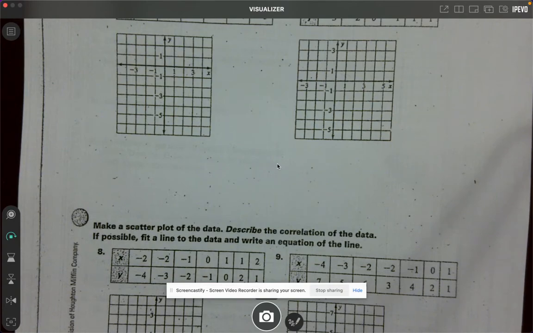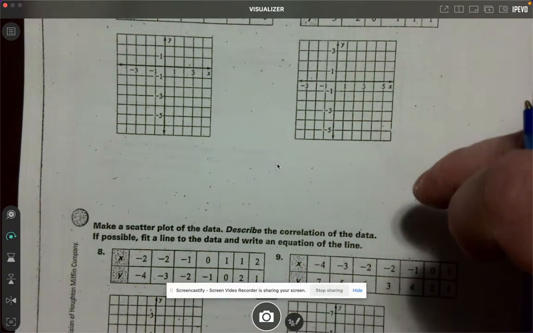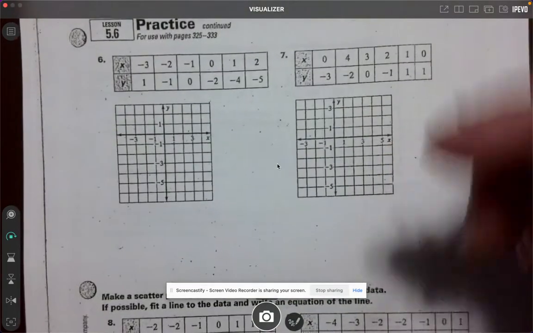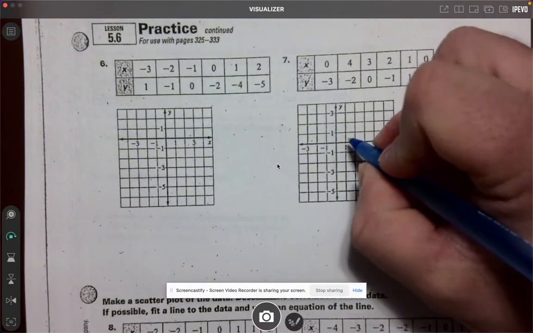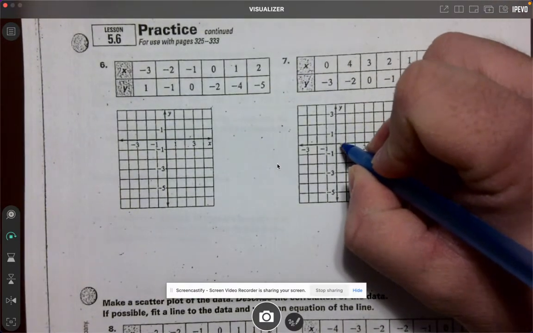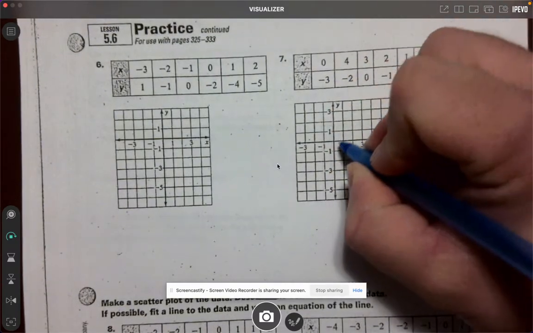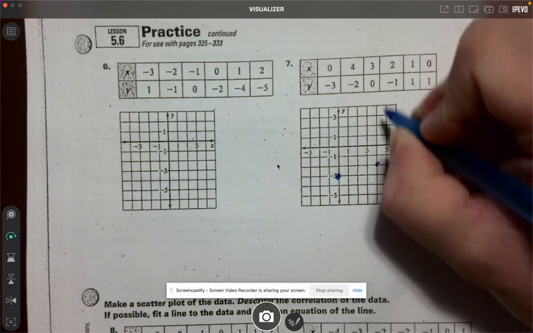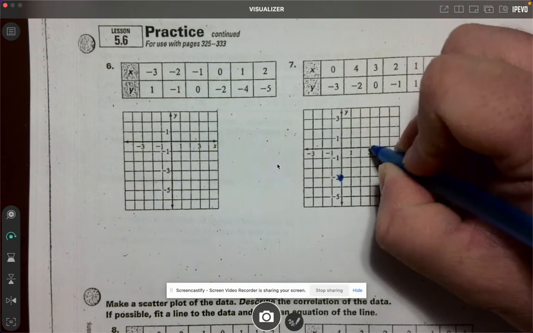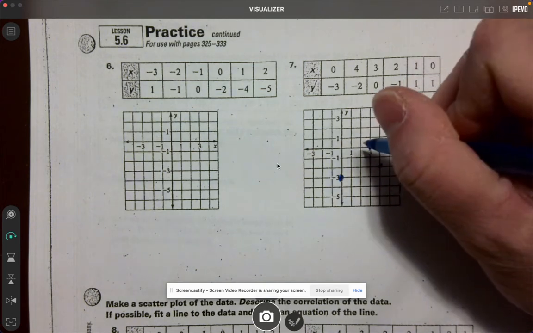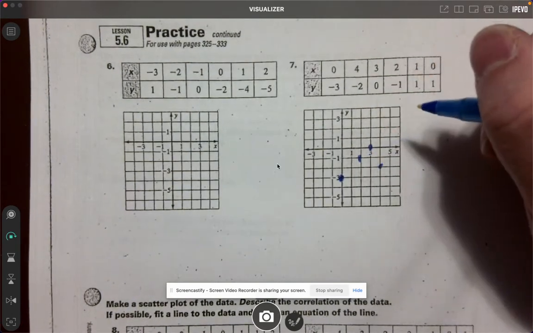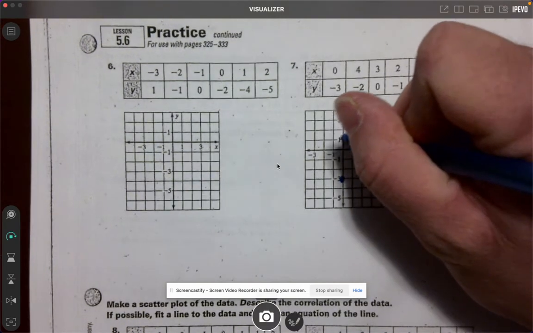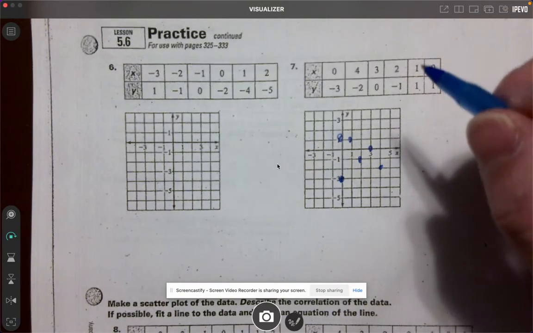Okay, so on the next page, I'll do one of these for you. So it looks like I want you to make a scatter plot, then describe the correlation, and then write an equation if possible. So let's do number 7 here. We just put our dots here: 0, -3. My bad. 0, -3. 4, -2. 3, 0. 2, -1. 1, 1. 0, 1.